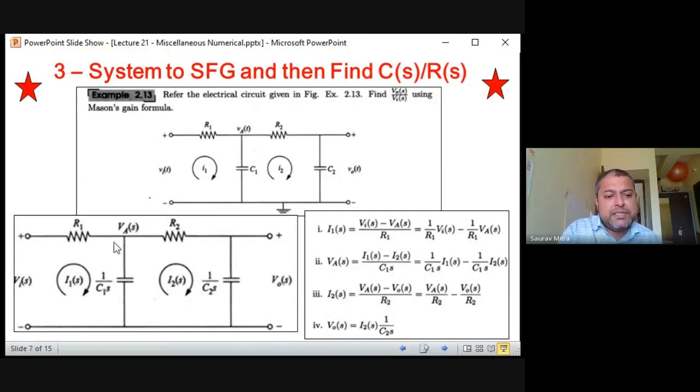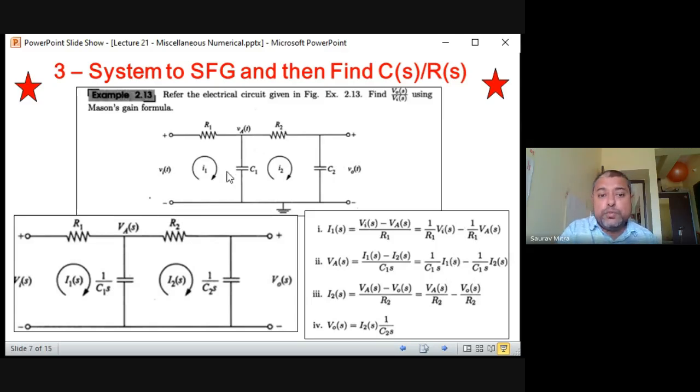What is VAS? VAS is this node voltage. I1 is coming from top to bottom, I2 is going from bottom to top. So whatever is the net current, I1 minus I2S, multiplied by impedance. In the Laplace domain also, voltage is equal to current multiplied by impedance. So the net current is I1S minus I2S multiplied by 1 by C1S. If you separate it out, it becomes I1S by C1S minus I2S by C1S.